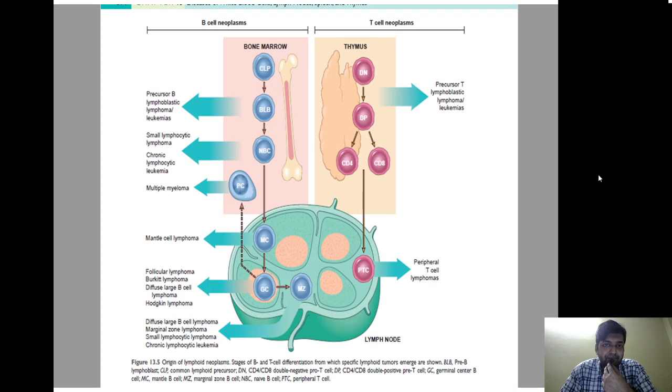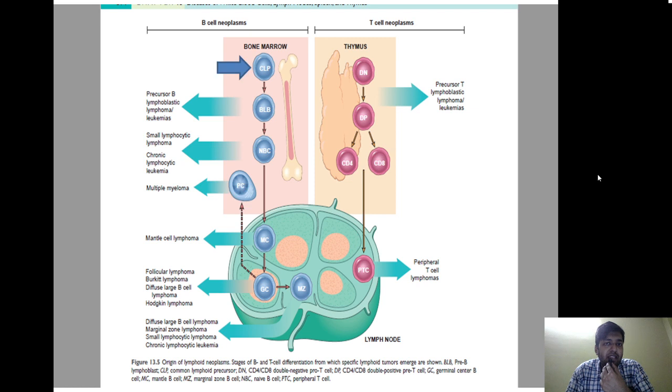Now let us understand the process of lymphopoiesis. Just pay a lot of attention over here. We have two main types of lymphocytes: one is the B lymphocyte, one is the T lymphocyte. Let us try to understand how they mature and where they originate. Both B and T lymphocytes originate in the bone marrow, but the B lymphocyte matures in the bone marrow, whereas the T lymphocyte matures in the thymus. Ultimately after maturation, they go into secondary lymphoid organs like the lymph node, spleen, and liver.